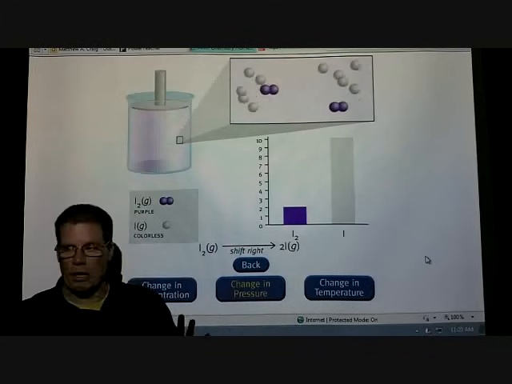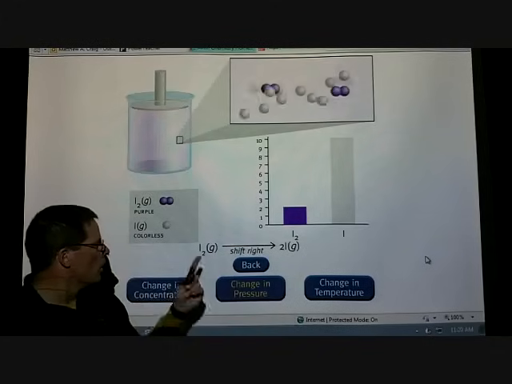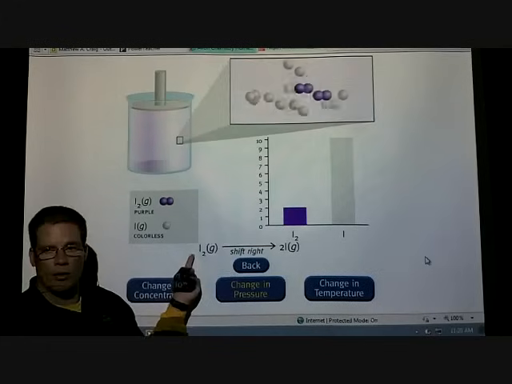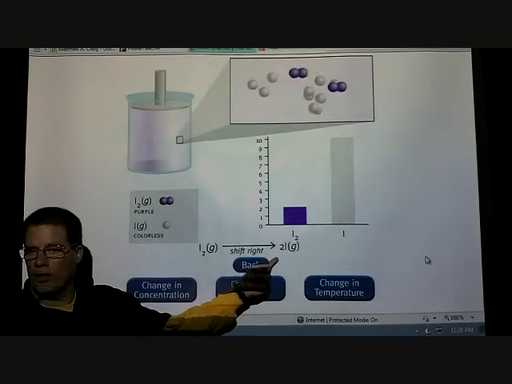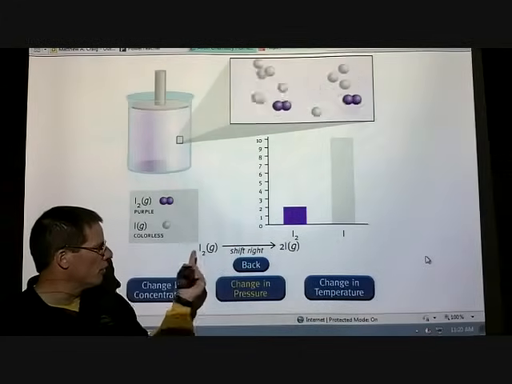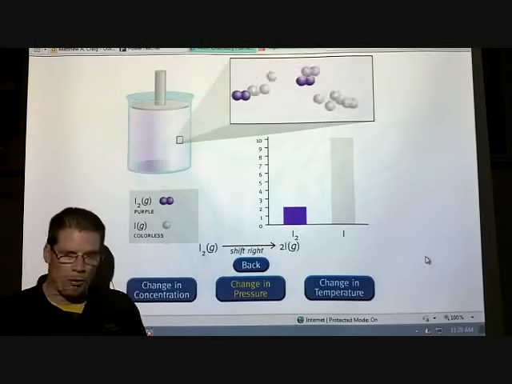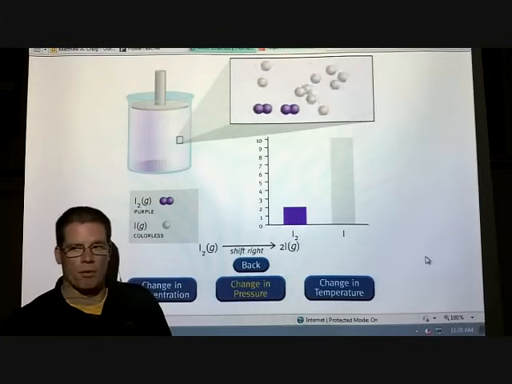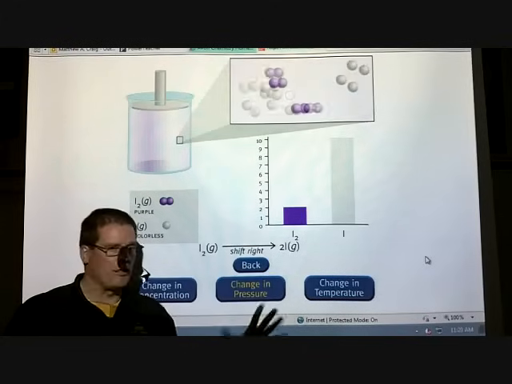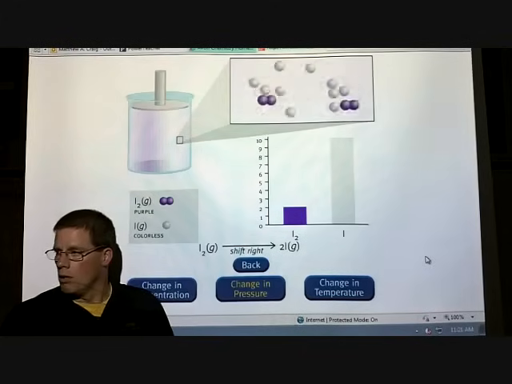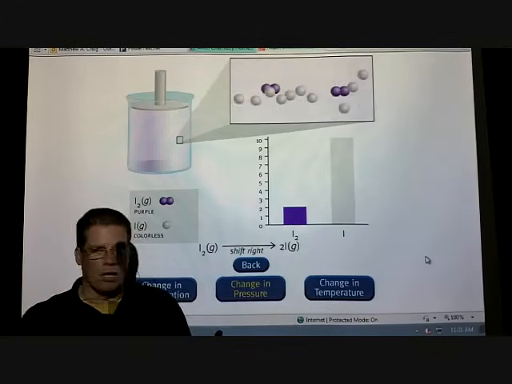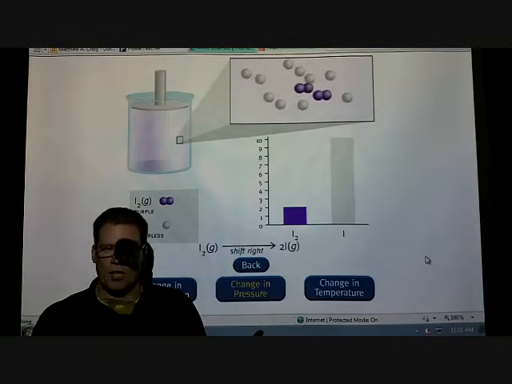All right, here's my question. And again, we're in our fantasy world here for a moment. Let's say there was a 2 in front of this I2, and we had 2 particles on the other side. If I had 2 particles of gas on this side, 2 particles of gas on this side, and I decrease the pressure, what's going to happen to the reaction? Will it shift in either direction? Correct, it will not shift because it doesn't have fewer particles on one side.